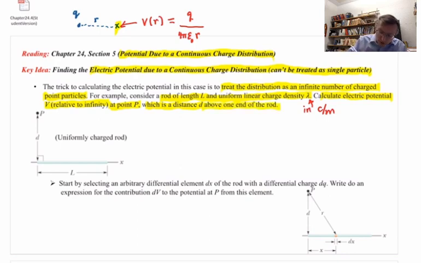Now, there's no actual charge at point P. I'll mark it with an X. That's where we're sitting, at point P. And we want the total electric potential there, created by this uniformly charged rod.